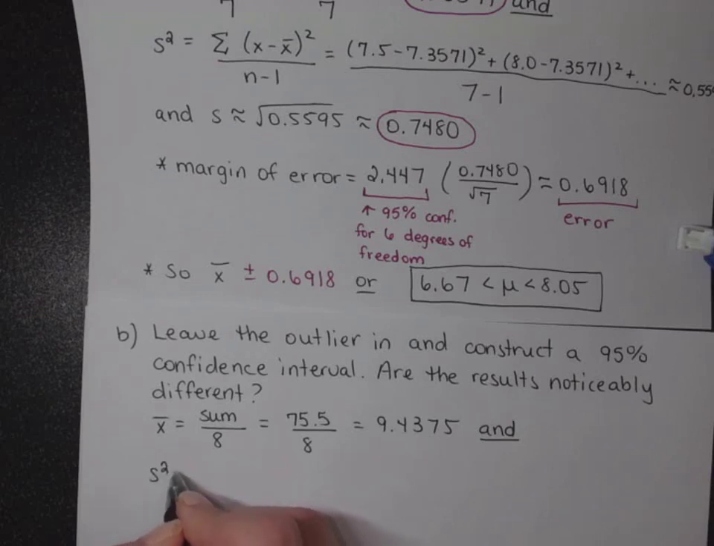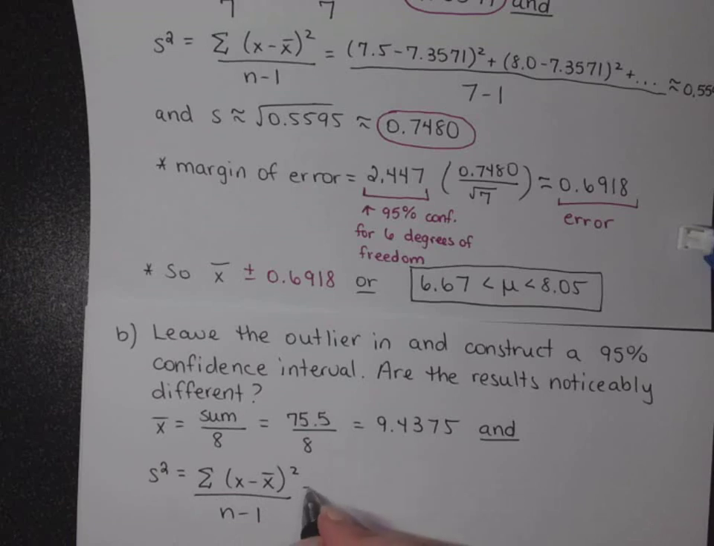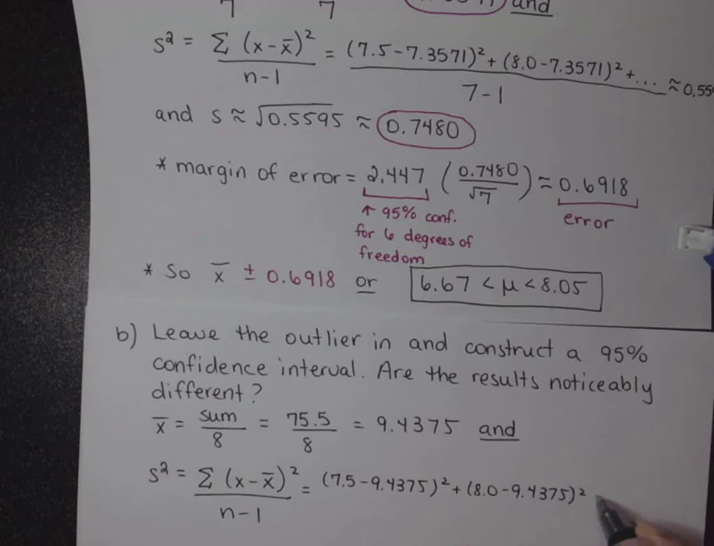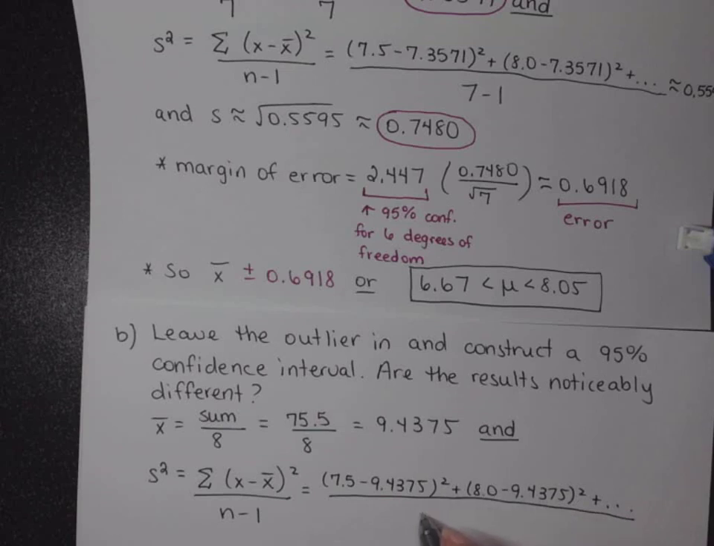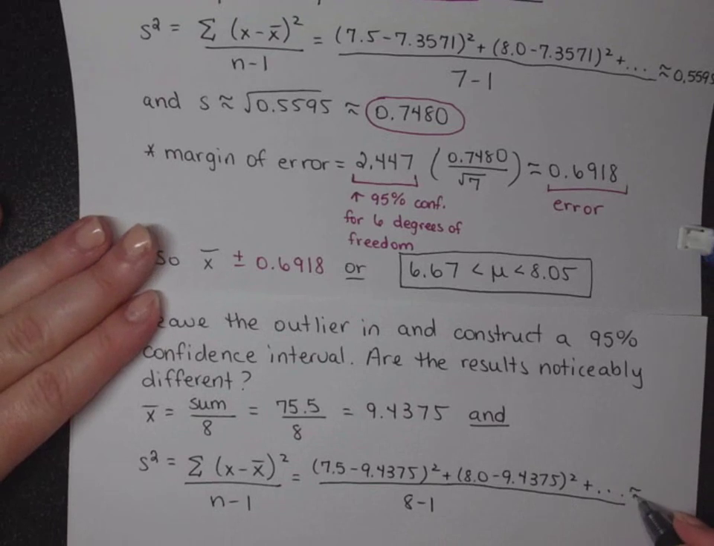And then for S squared, remember we do the sum of all the differences between the values and the average squared. And then we divide that quantity by n minus 1. So again, I'm just going to do a couple of these. So you're going to do 7.5 minus the 9.4375 squared. And then plus the next one of 8.0 minus the 9.4375. And then I'm just going to say plus dot, dot, dot. Okay, but this time, remember, you got to include the 24-hour guy. It's kind of sexist that I'm saying it's a guy, but maybe a safe assumption, I don't know.